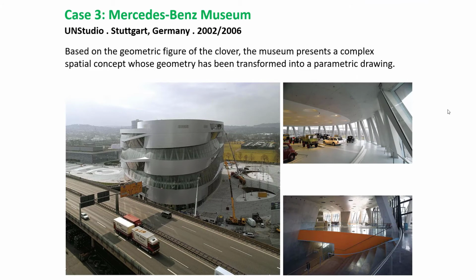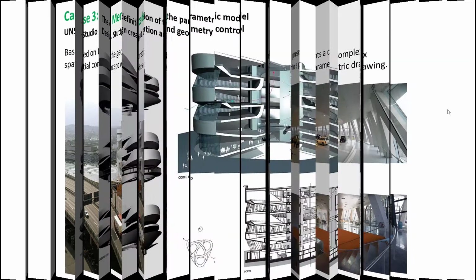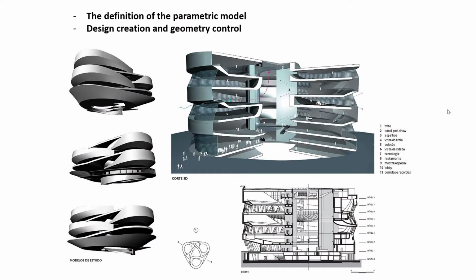Case 3 is the Mercedes-Benz Museum by UN Studio in Stuttgart, Germany. Based on the geometric figure of the clover, the museum presents a complex spatial concept whose geometry has been transformed into a parametric drawing. So look at the sections. It would be impossible without a BIM project based on a 3D model.